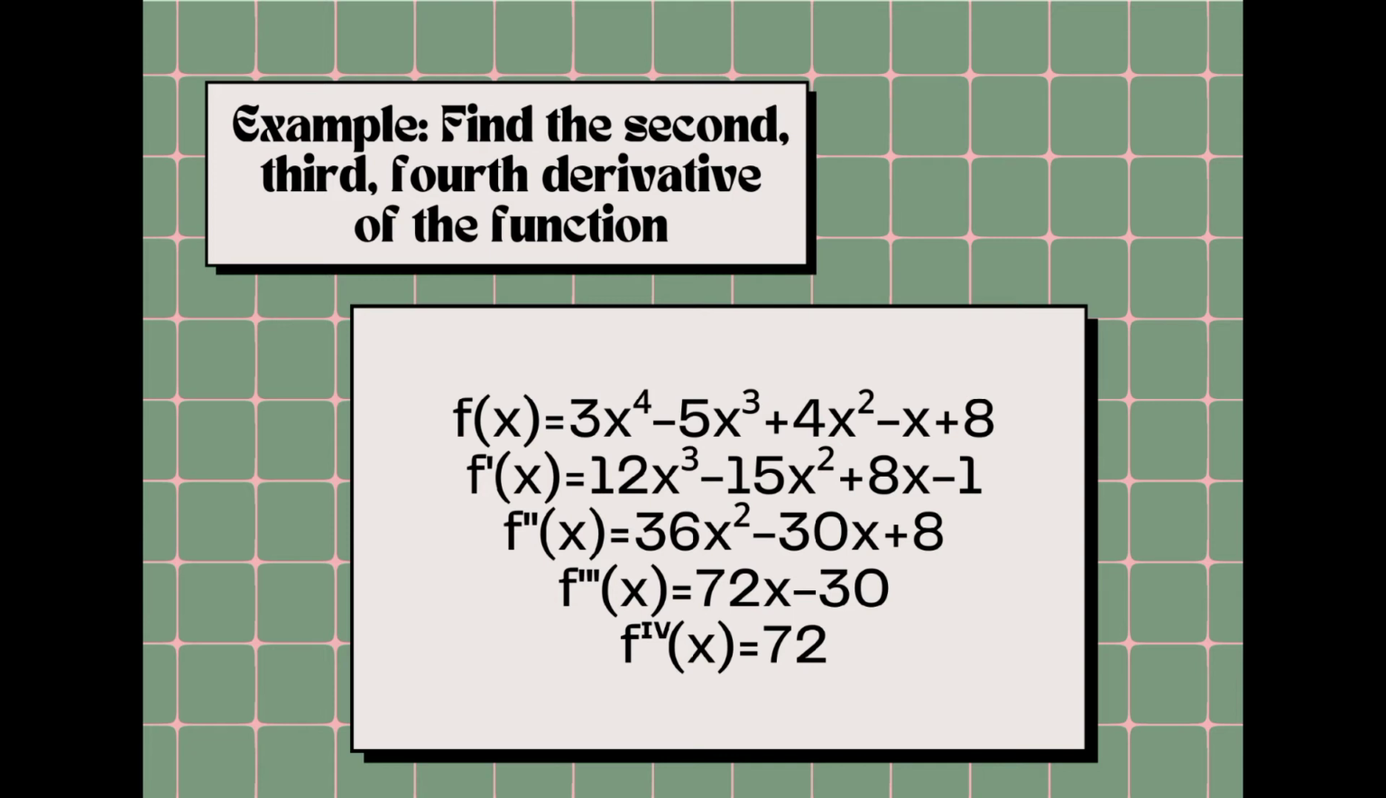The second derivative is 36x squared minus 30x plus 8. To get the second derivative, you just do the same procedure. Just multiply the 12 by 3, multiply 15 by 2, and put down the 8 without copying the x. To get the third derivative, just multiply 36 by 2 and put down the 30. So the third derivative will be 72x minus 30. And now for the fourth derivative, you just put down the 72 without copying the x.